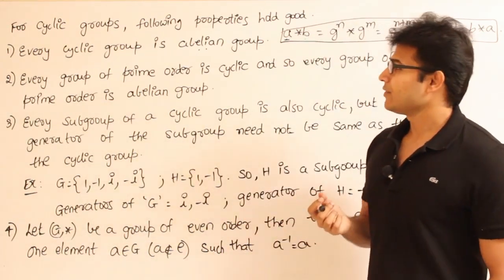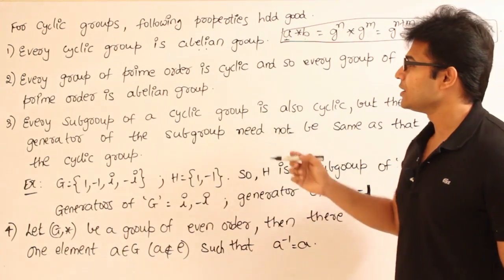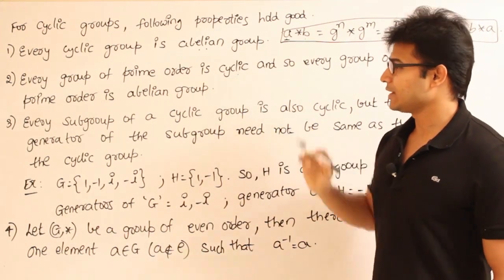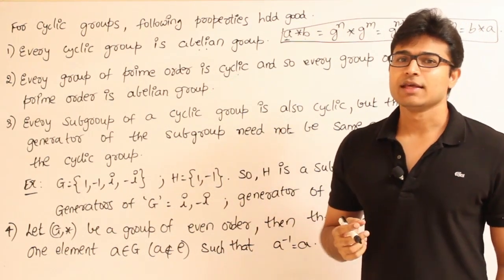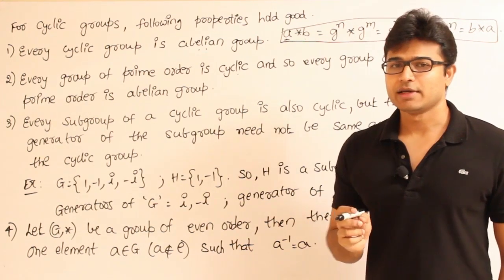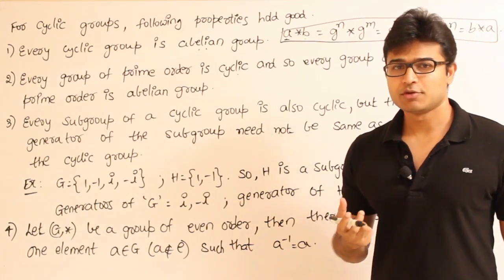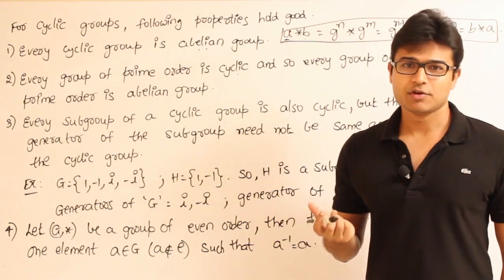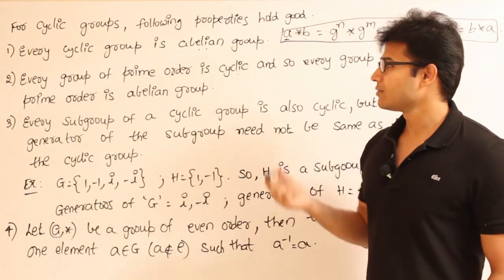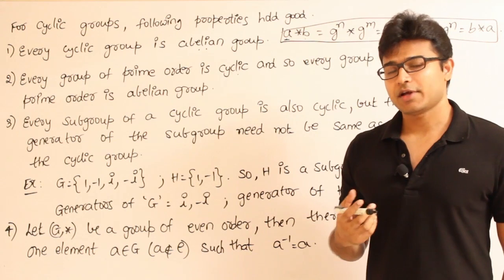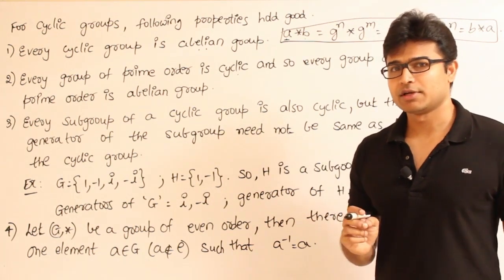Got it? Now, every group of prime order is cyclic. What does it mean? If the number of elements in a group is a prime number, the order of the group is prime, then it is going to be cyclic. Yes, we can prove it, but the proof is going to be very big, so I am not proving it. Just try to remember it.